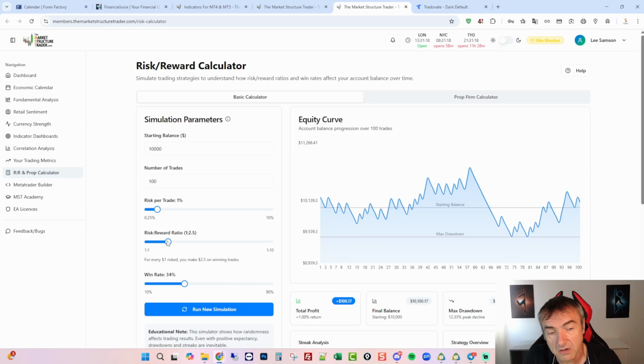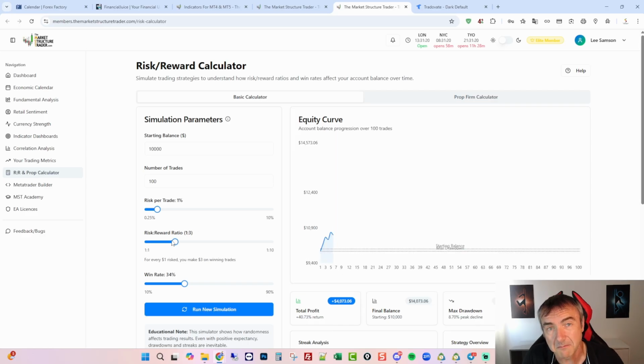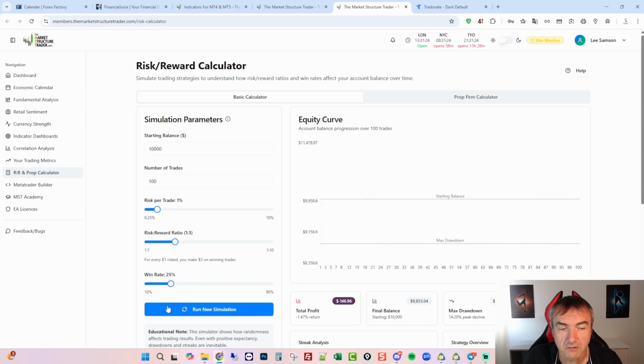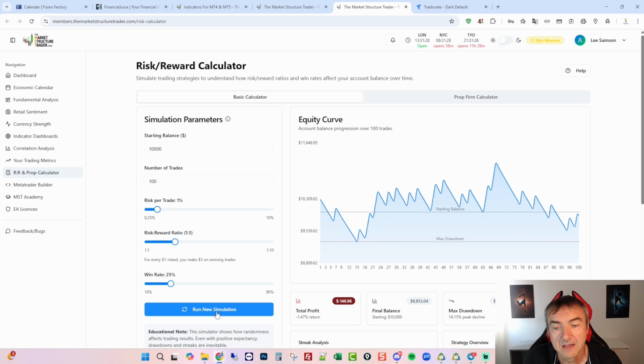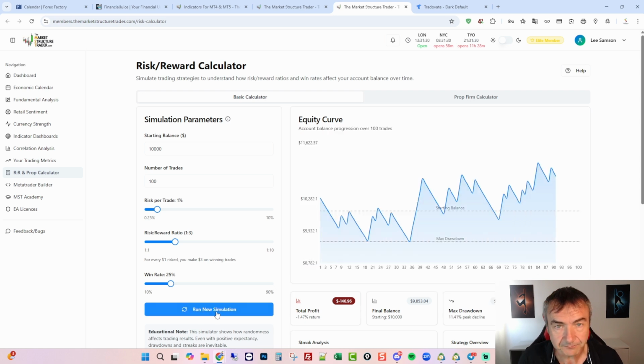A 1-to-3 ratio with 25% is going to do exactly the same thing. So let's say we want to go for much bigger trades. We're going to make more every time we win. If we have a 25% strike rate on those, we are always going to end up back where we started. So it doesn't matter how good the risk reward ratio is.